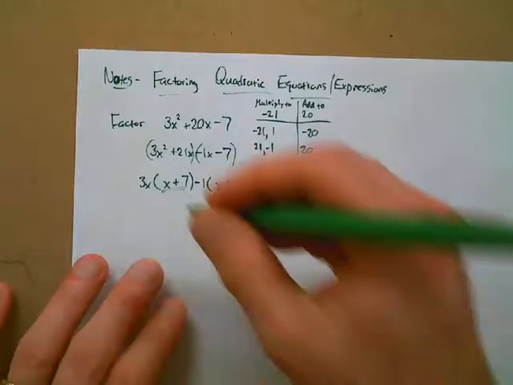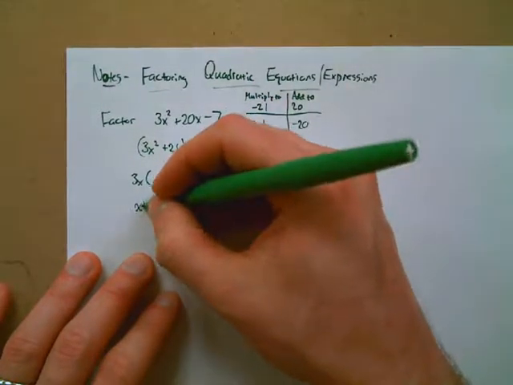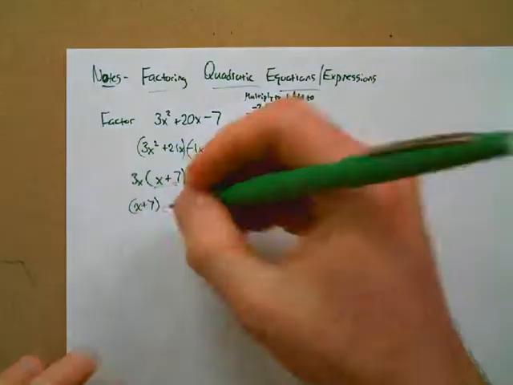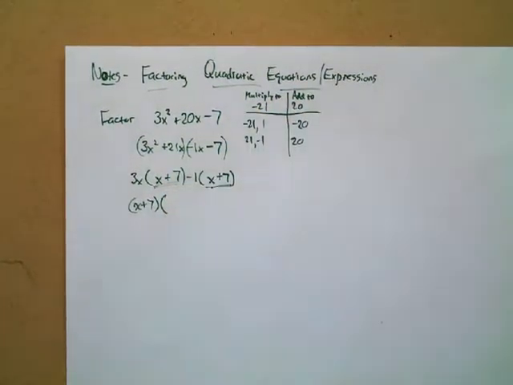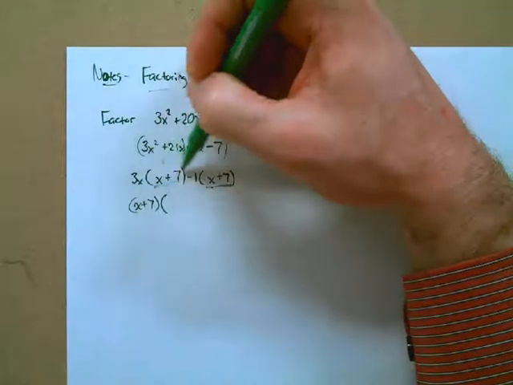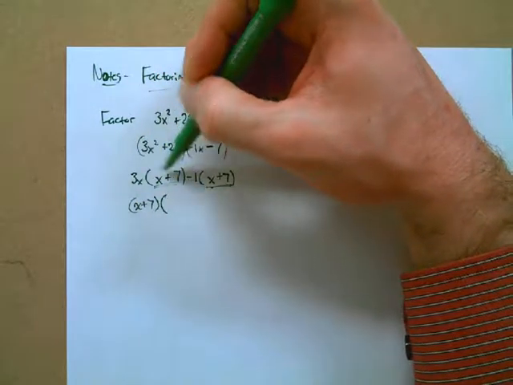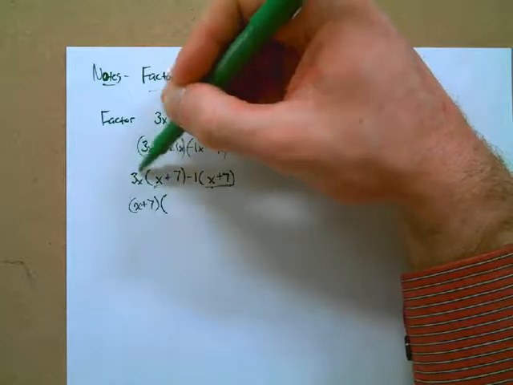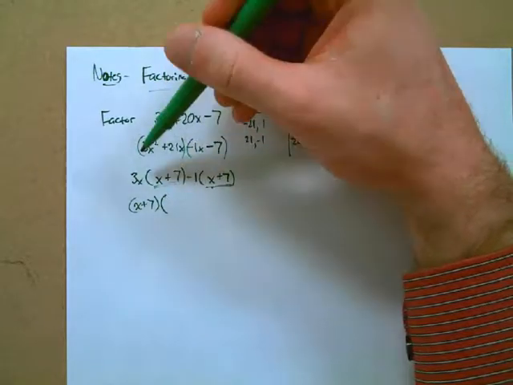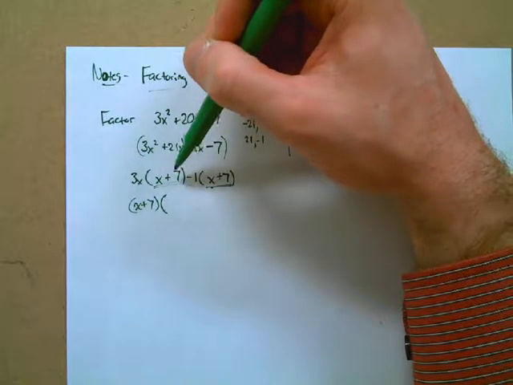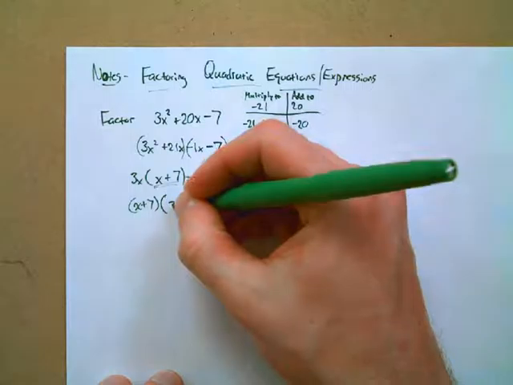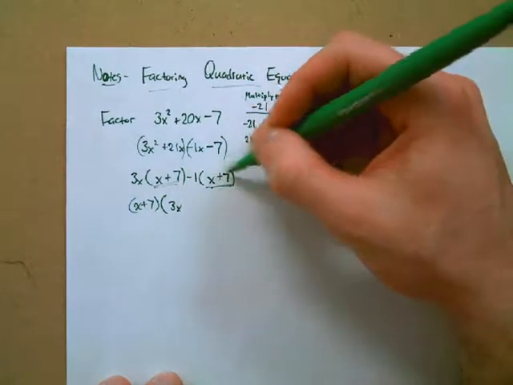Okay. And if I take out that x plus 7, what's going to be left from here? I have 3x times x plus 7. If we take out the x plus 7, what's left? 3x, yeah. Okay. And if I take out the x plus 7 from here, what's left? Minus 1. And there it is, factored.